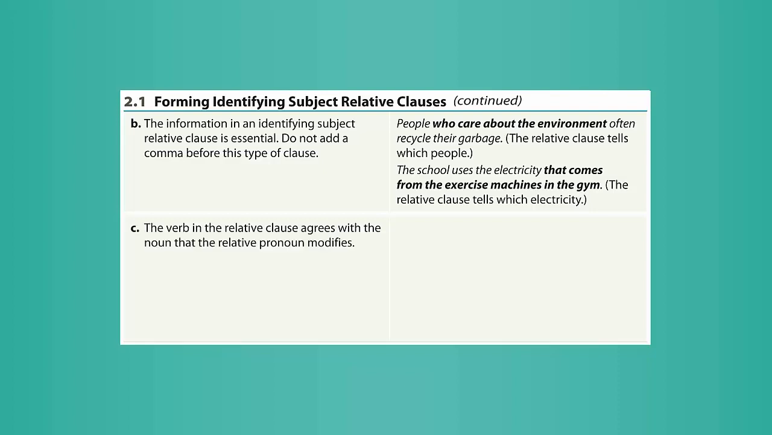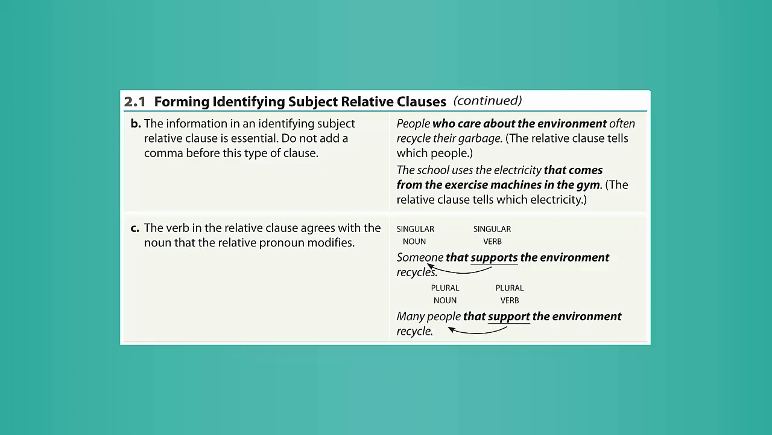And the verb in the relative clause agrees with the noun that the relative pronoun modifies. For example, someone that supports the environment recycles. The singular noun someone needs a singular verb, supports, to go with it. And another example is many people that support the environment recycle. Here, the noun people is a plural noun and we need a plural verb to go with it.